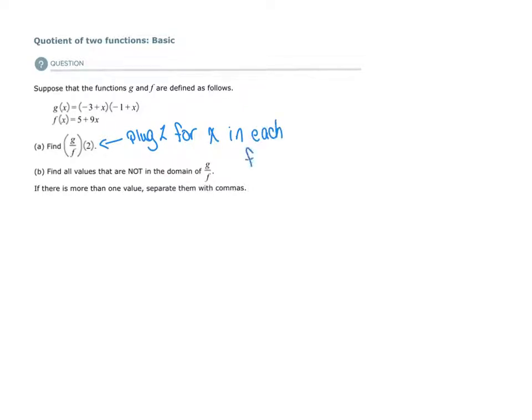So basically what we have here is g of 2 over f of 2. Instead of writing down g of x, I'm going to write down g of 2. So I'm just putting a 2 in for wherever there's an x. There's an x here, and there's an x here. So for g of 2, I have -3 plus 2, and then I am multiplying that times -1 plus 2.